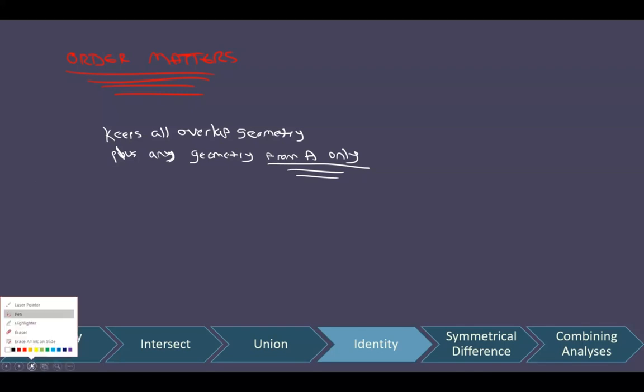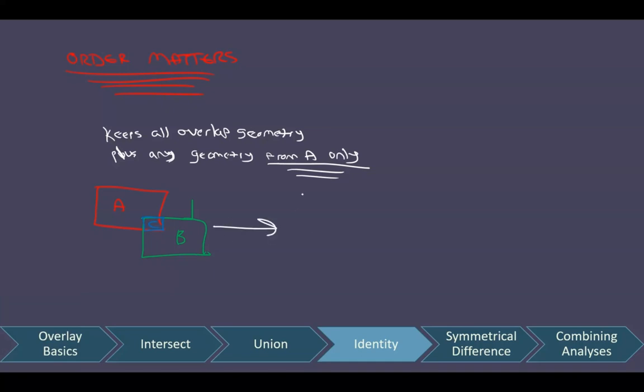If we draw our little chintzy example here, in the past we've had A, we've had B, and then their overlap creates a feature C. If we were to run identity on this, what we would get back is A and C, and we would get rid of the B. So hopefully that makes sense.